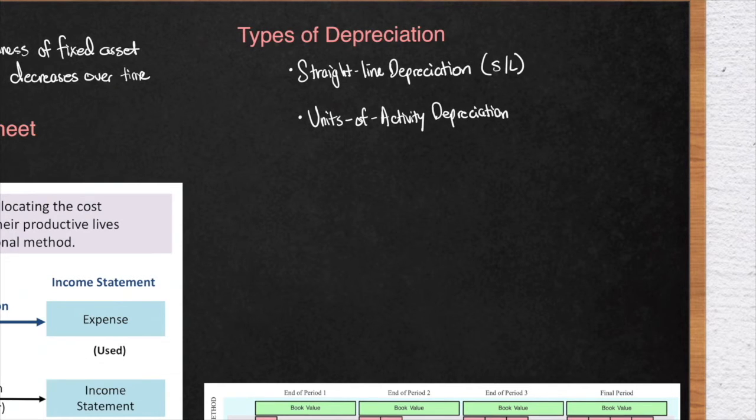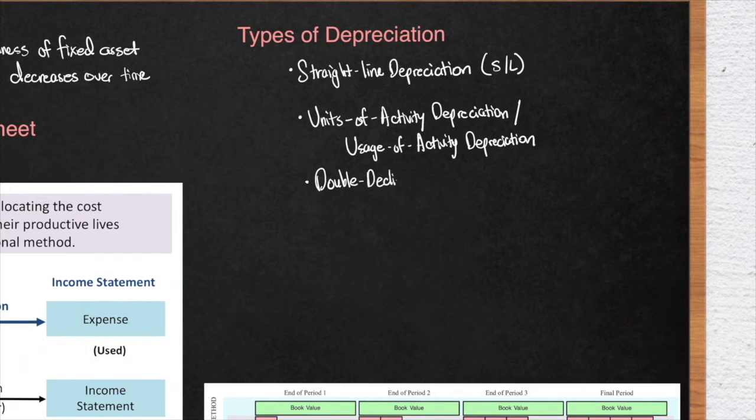Units of activity depreciation. This is sometimes referred to as usage of activity depreciation. It means the same thing. Next, we have double declining balance depreciation. There are other types of depreciation, but I'm only going to focus on these three right here. It's what the chapter focuses on as well.